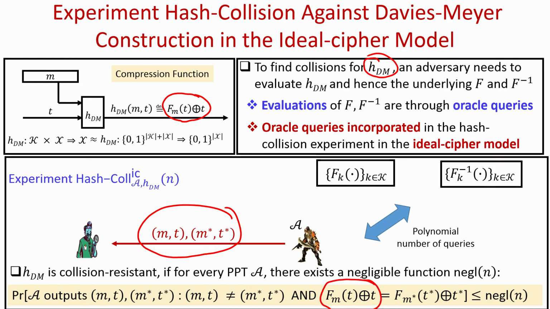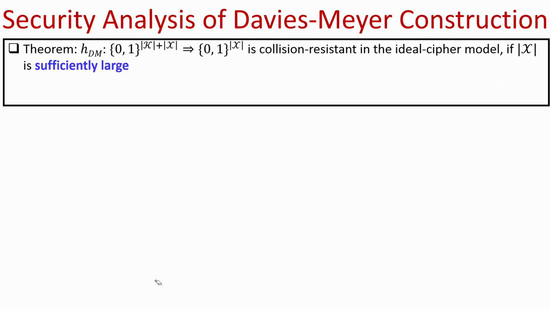So, the output of the Davis-Meyer construction for the m comma t message which the adversary has submitted will be this, and the output of the Davis-Meyer function for the message m star comma t star that the adversary has submitted will be this. Our goal is to analyze the probability that this condition holds. The security definition is, we will say that the Davis-Meyer construction is collision resistant in the ideal cipher model if the probability that any polytime adversary could come up with a special m comma t and m star comma t star satisfying this condition is upper bounded by some negligible function.